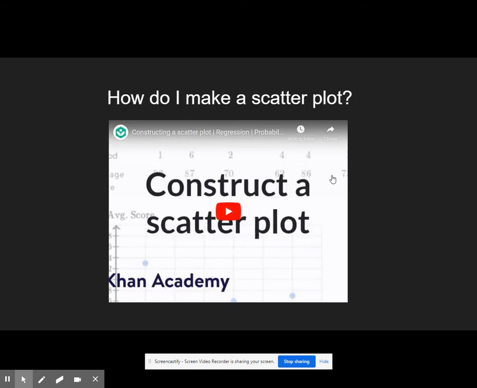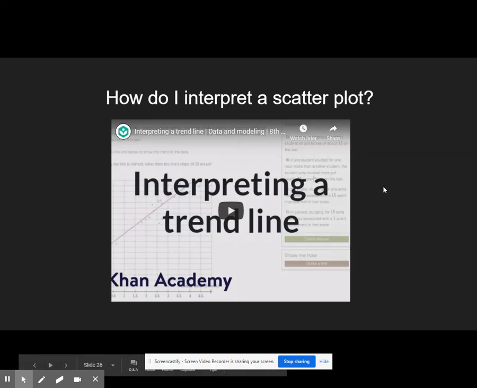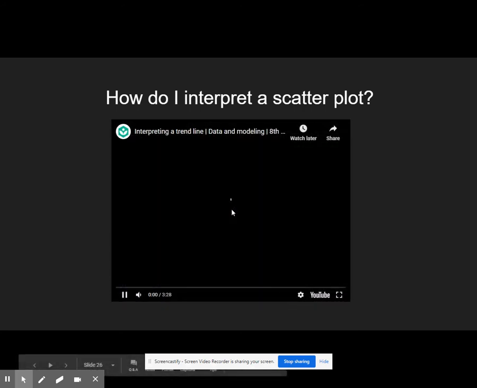If you're interested in understanding how to construct a scatter plot and you didn't think that my explanation went far enough, I did embed a video here, so you're more than welcome to watch it. I do want us to understand how to interpret what we call a regression line or a trend line. So I'm going to go ahead and play this video for just a second. Actually, I think that whenever I play it, you won't be able to hear it.